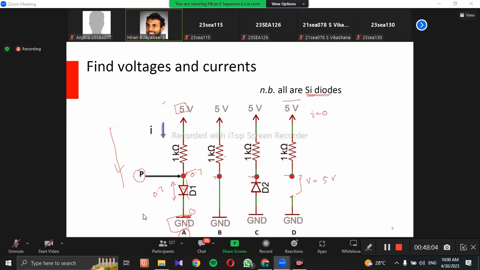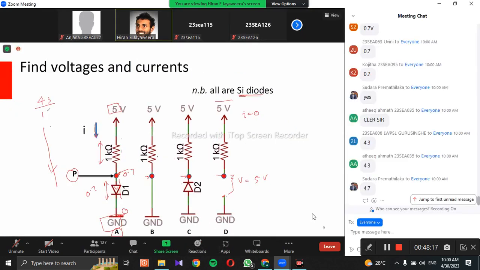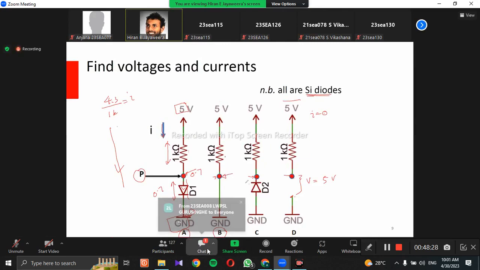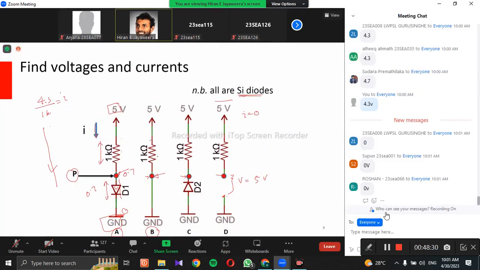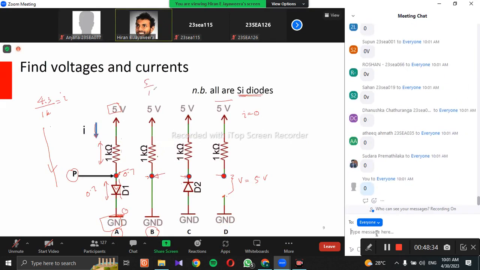Right. Okay. So then, with the current through this one, you can find the potential drop across this resistor. It is 4.3 divided by 1K, and you get the current. Okay. So the next circuit, circuit B, what is the potential at this point? It is 0, and the current through this one is 5 divided by 1K.